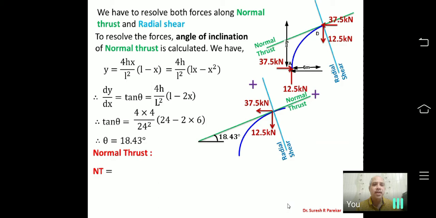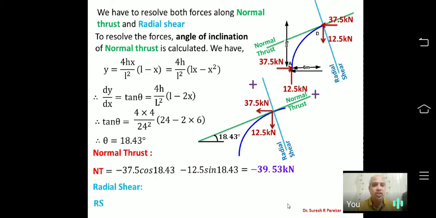So we have normal thrust. We have minus 37.5 cos 18.43, and then minus 12.5 sin 18.43, which gives us minus 39.53 kilonewtons. So this is normal thrust, and the minus sign shows it is in the downward direction. Now we will go to radial shear. So 37.5 gives plus, and that will be the sine component, and 12.5 gives minus, which will be the cos component, and that will give us a value of 0.